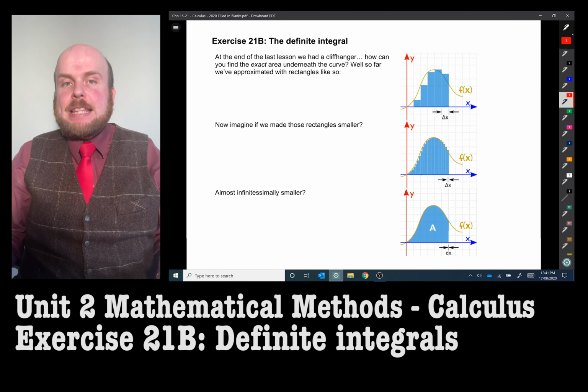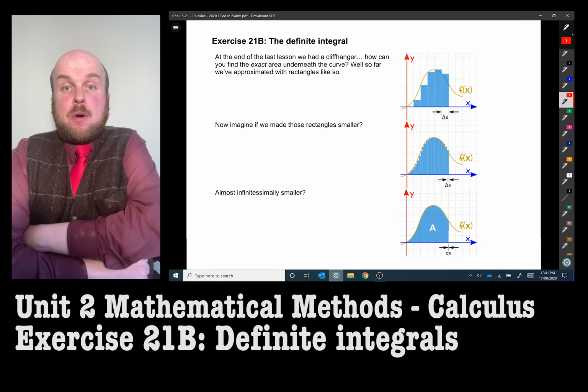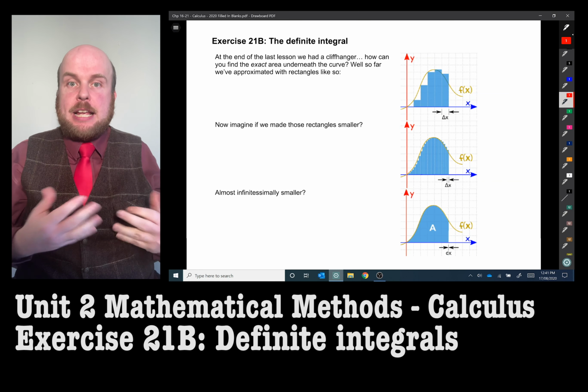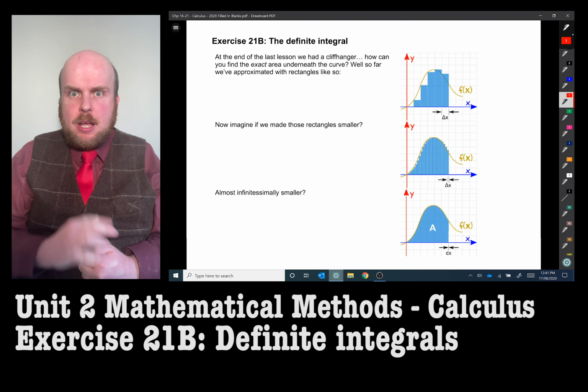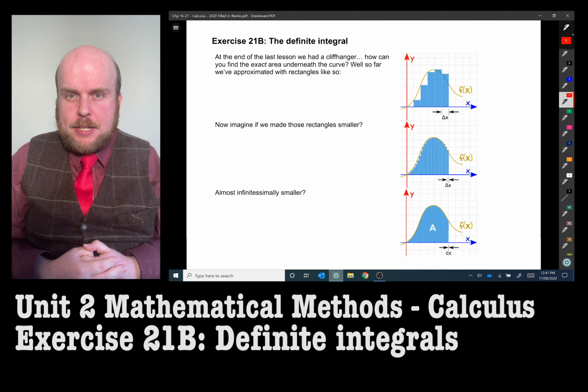Exercise 21b, the definite integral. Last video I was asking, was there a way that we can definitely find the area under the curve? And we used some approximations using rectangles. But I wonder if we could get a more accurate answer.